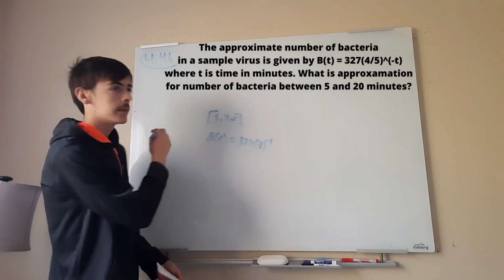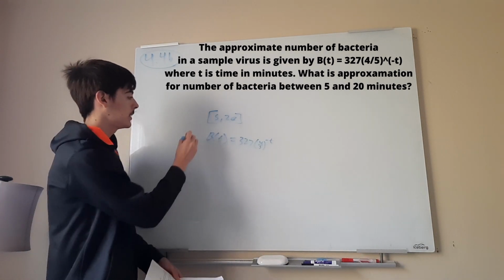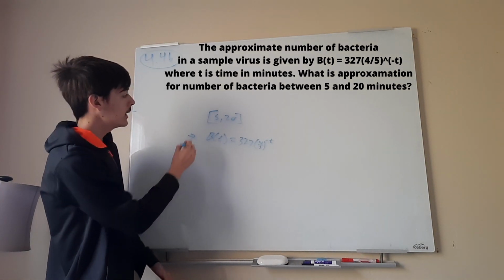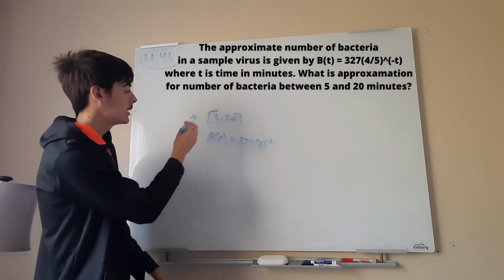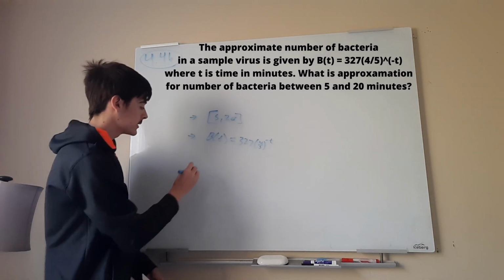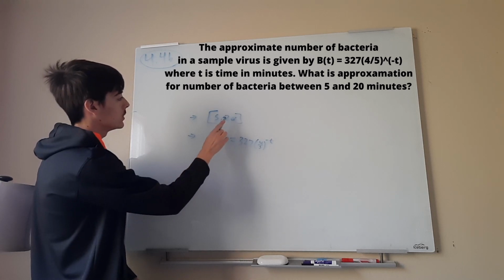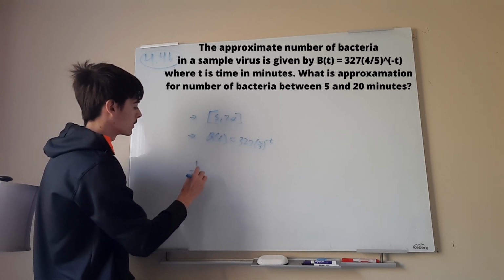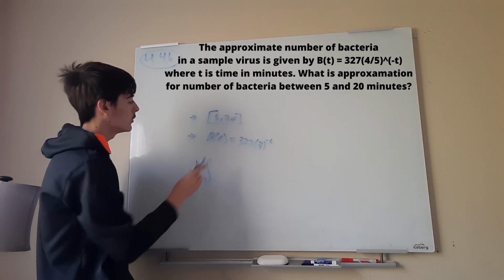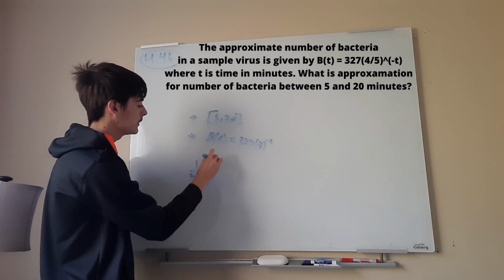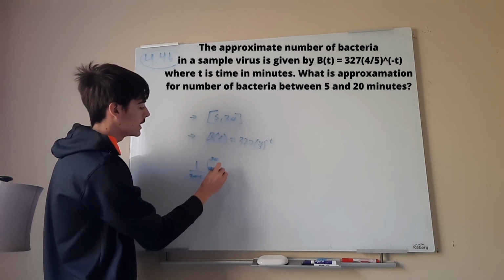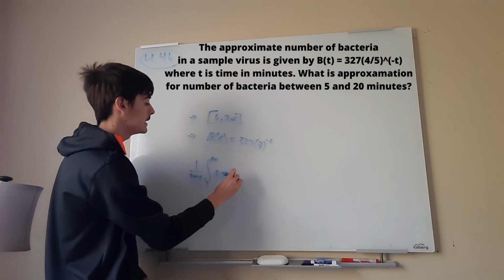So we can now use our actual formula because we have our function to integrate and we have our interval. The formula first said to do 1 over b minus a, so 1 over 20 minus 5, multiplied by the integral from a to b, so from 5 to 20, of just the function, b of t dt.